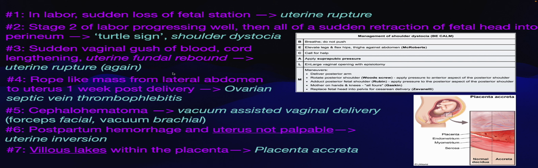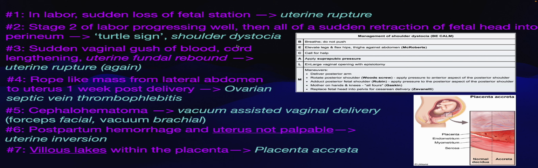And let's see, sudden vaginal gush, cord lengthening. That fundal rebound is a very good buzz phrase for uterine rupture. So if you're progressing through labor, and then all of a sudden, the fundus is returning to a height that it really shouldn't be at, that is indicative of a uterine wall rupture.